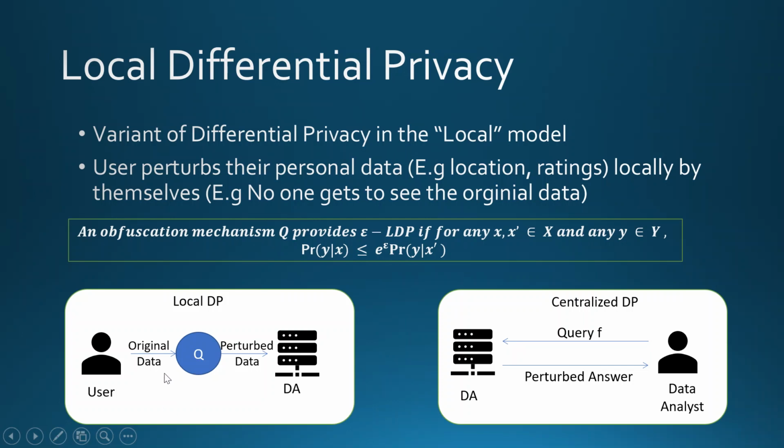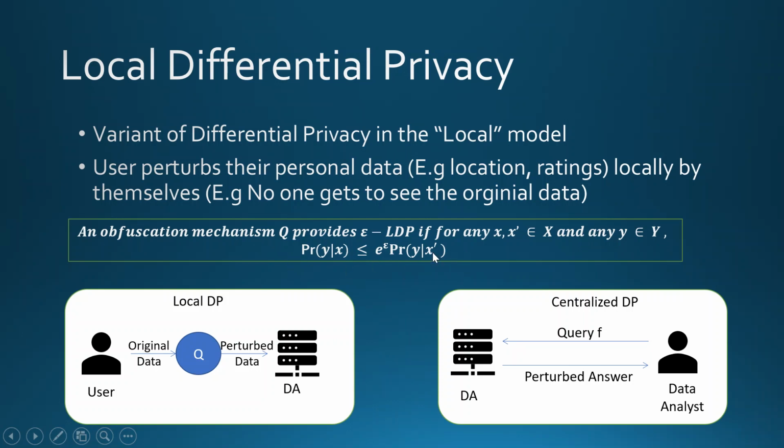So the definition of local differential privacy is given here. A mechanism Q will provide epsilon local differential privacy if for any input x and x dash, which are in the set of all inputs, and for any output y, which is in the set of all outputs, this particular condition holds.